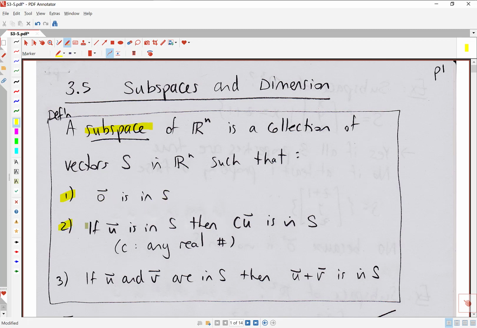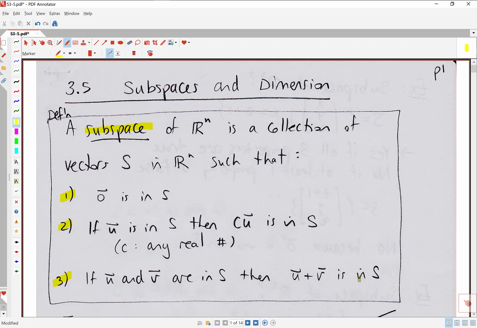Second property is that if you grab any vector that's in S, then all the multiples of that vector should also be in S. Third property is that if you choose any two vectors that are in your set, then their sum should also be in that set S.